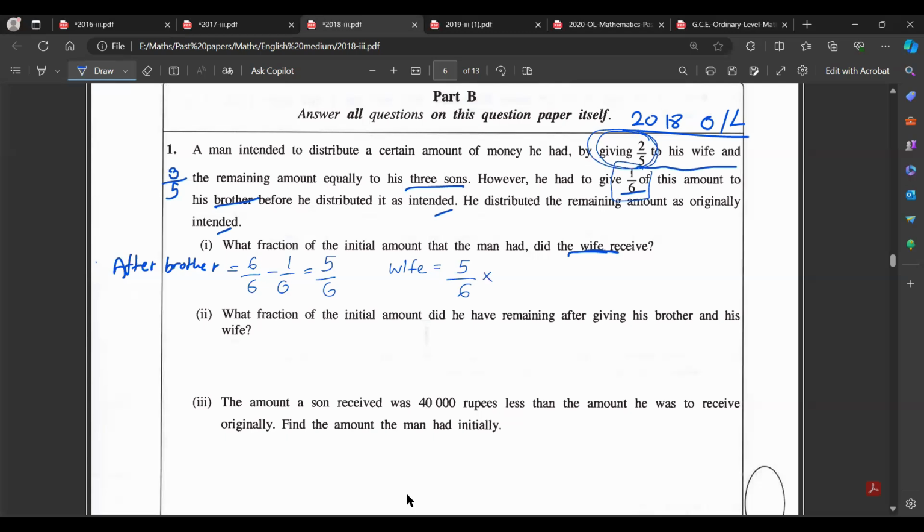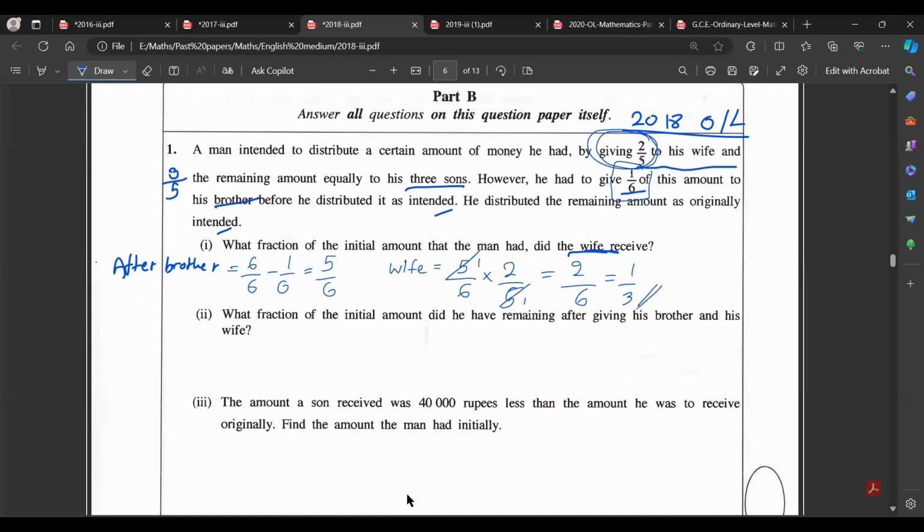Remaining, this one, 5 out of 6. What is the fraction for the brother? 2 out of 5. Now, clear? Now you have to think with the remaining part. Now 5 and 5 cancel. So it is 1 into 2 over 1 into 6, that is 2 over 6, otherwise 1 over 3.